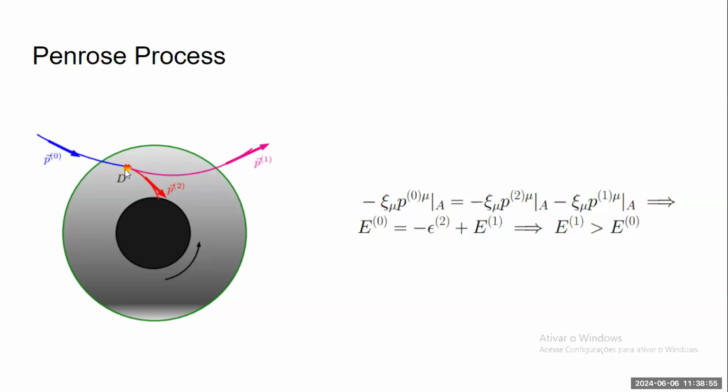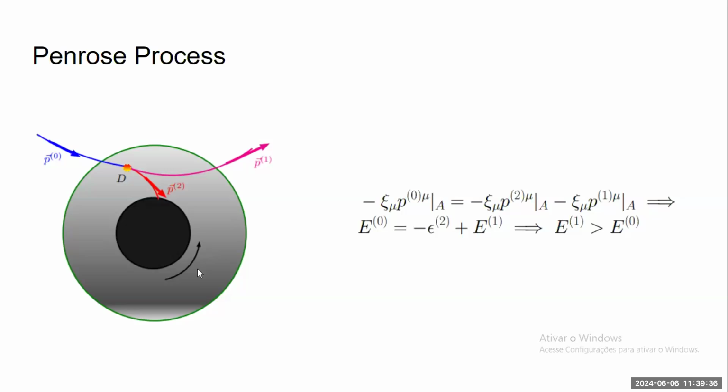This effect is very nice because through it we can understand the causal character of vectors inside the ergosphere. In fact, inside the ergosphere, observers cannot stay static. They must rotate in the same angular direction as the black hole, right?